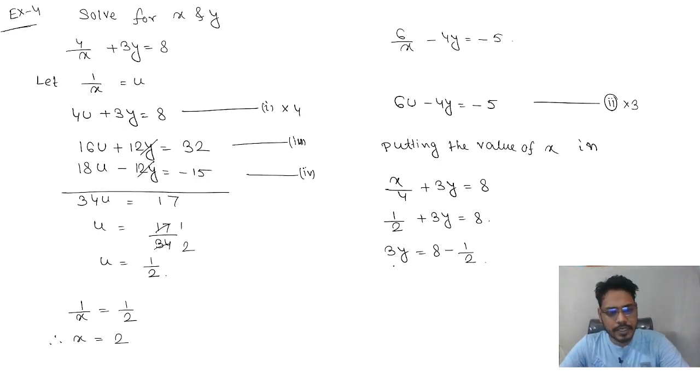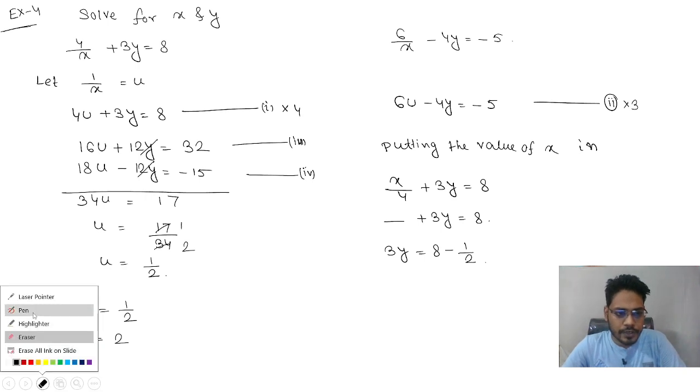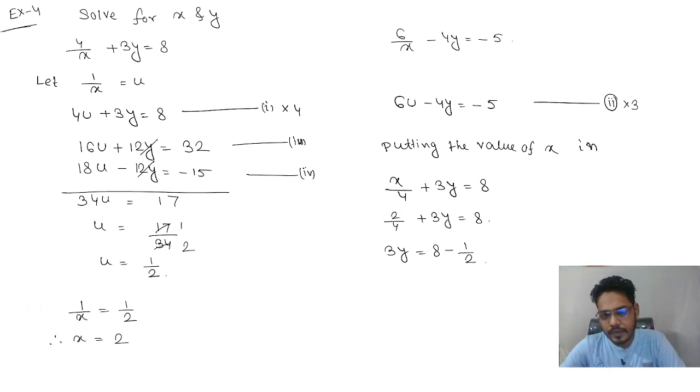x is 2. So here you can get the values. x by 4 by x plus 3y is equals to 8. So putting the value x by 4, that is 2 by 4, that means 1 by 2. So 3y will be equals to 16 minus 1, 15 by 2. So y will be equals to 15 by 6. So y will be 5 by 2.